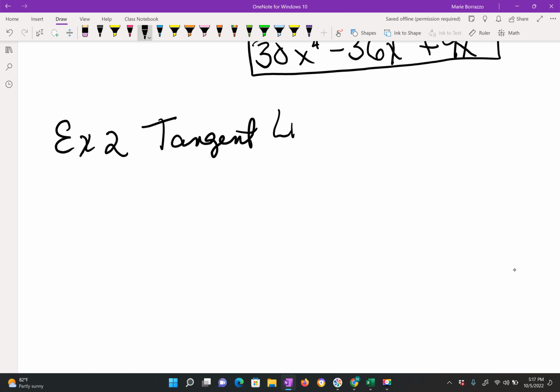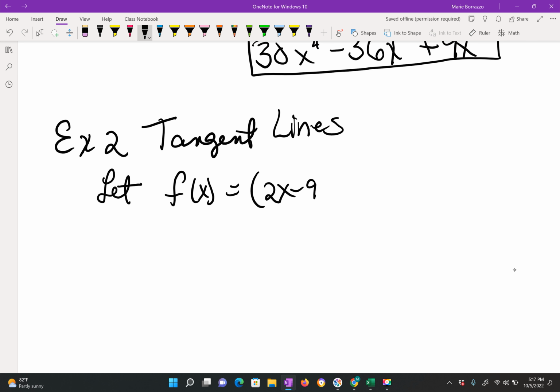So, tangent lines. They're going to start us with letting f of x equal 2x minus 9 times x squared plus 6. So obviously we can differentiate that and find its derivative easily.